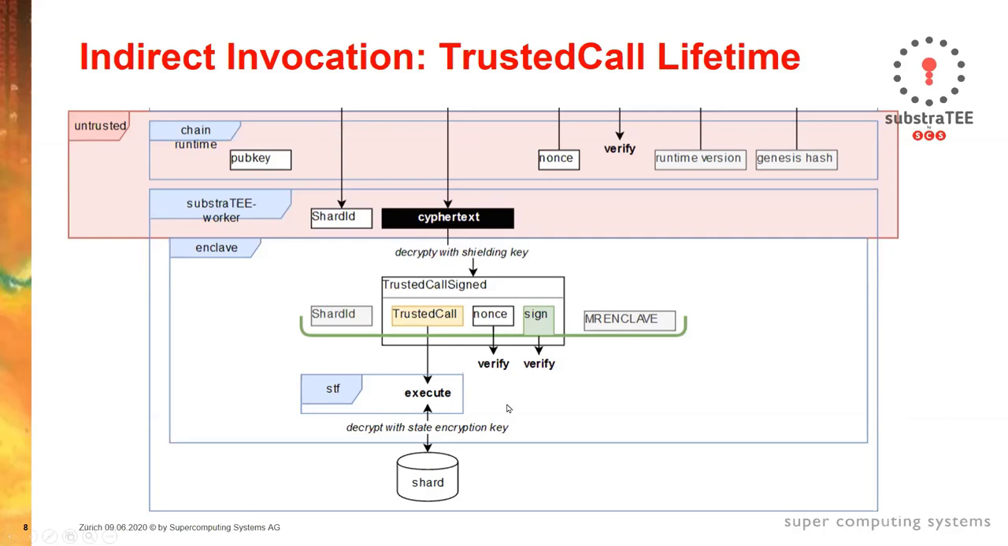but that's not important here. And every state update is then stored on disk in an encrypted manner. And as I told you before, there is a confirmation extrinsic, including the new hash of the updated state.